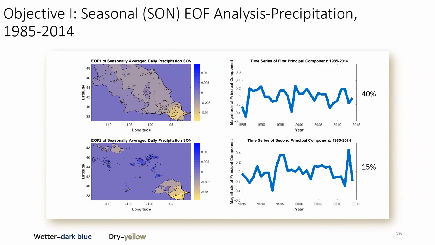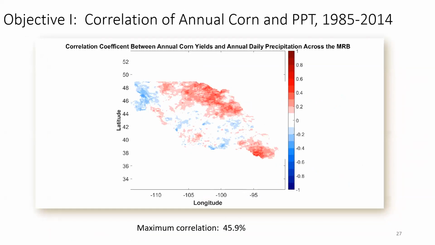Now, I haven't had a chance yet to tie these results in with crop production for the Missouri River Basin. However, I have had a chance to perform a correlation analysis between climate and corn and soybean yields during the same time period, which we'll see on the following slides. So what we're looking at here is a linear correlation of annual corn production across the entire river basin, as well as precipitation for the same time frame.